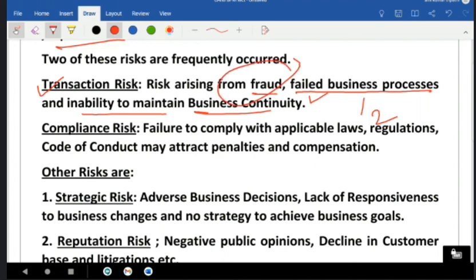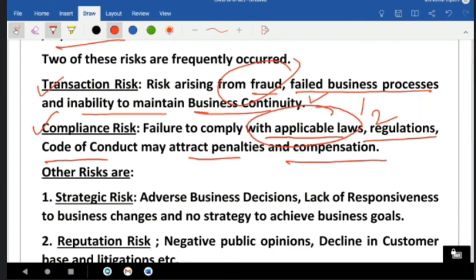Compliance risk: failure to comply with the applicable laws, regulations, code of conduct may attract penalty and compensation. Sometimes we don't follow the regulations given by RBI, है ना? We think okay, nothing will happen, we will not do this, है ना? Like nowadays the RBI is telling, okay, do CKYC, but we are not doing CKYC. So it is coming like this.